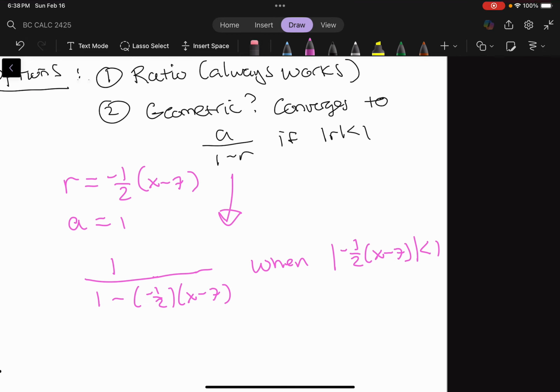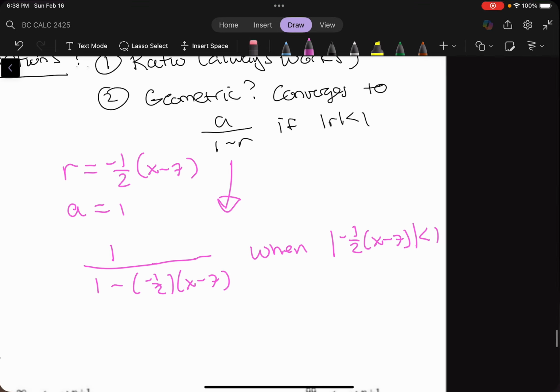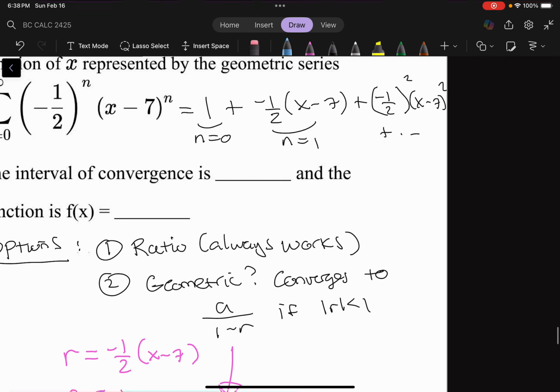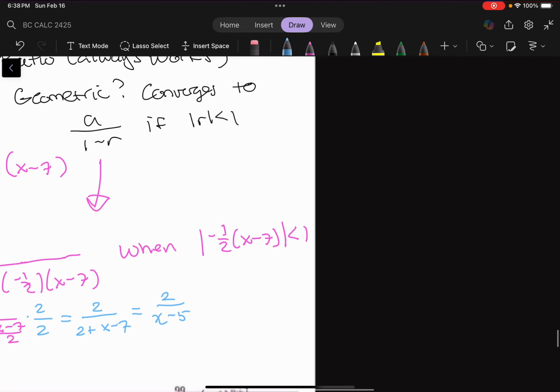But we can clean up this function a little bit. This is probably best written as 1 over 1 plus x minus 7 over 2, which is fine, but we might multiply the top and the bottom by 2 to represent it as 2 over 2 plus the quantity x minus 7, which is also known as 2 over x minus 5. So that we'll put there. Okay, and then we'll unpack this a little bit.